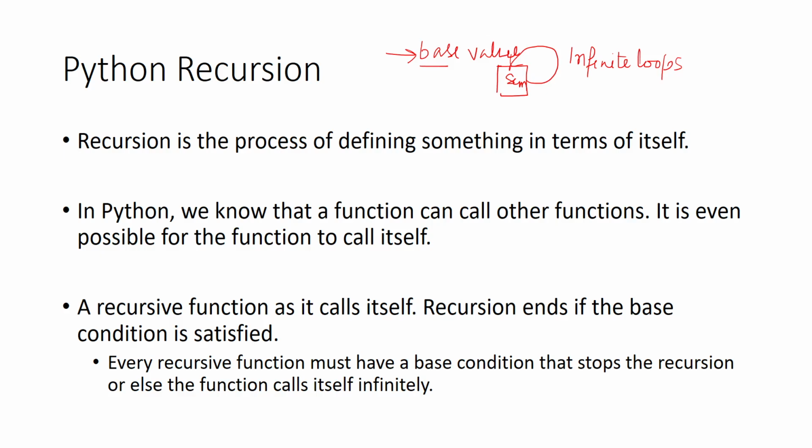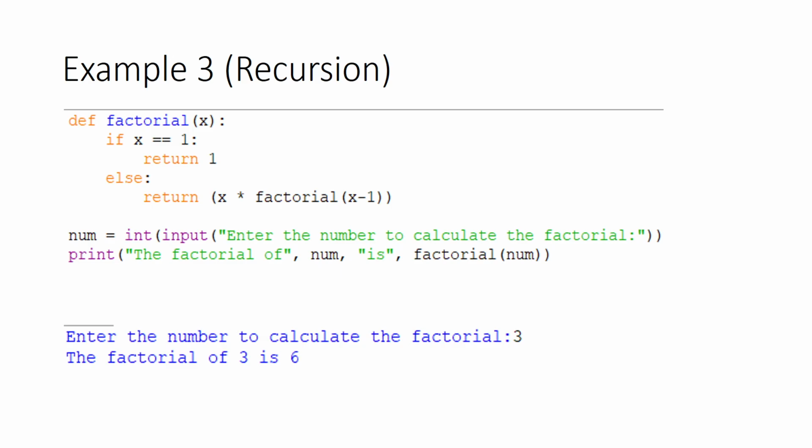Every recursive function must have a base condition that stops the recursion, or else the function will call itself infinitely. So you need to have a proper base condition. If you don't have a base condition, then your system will go into an infinite loop, right? So let us understand recursion with the help of a simple program.